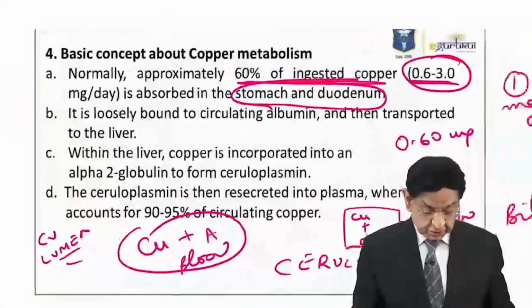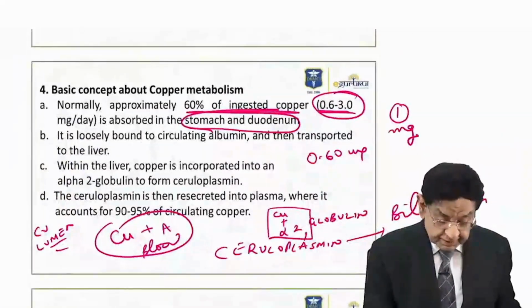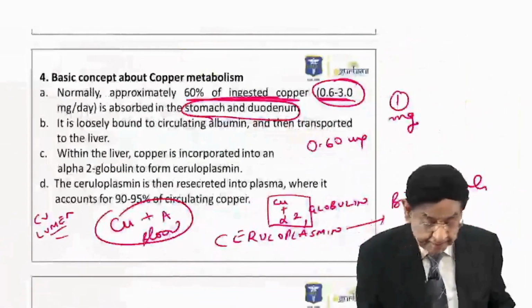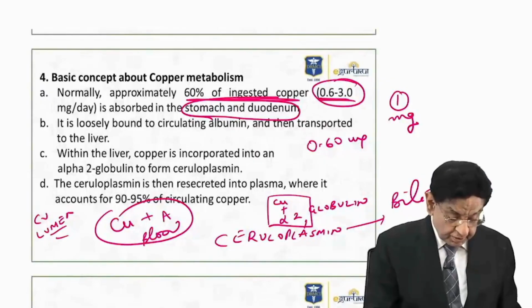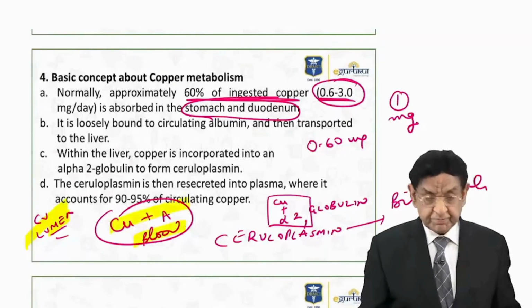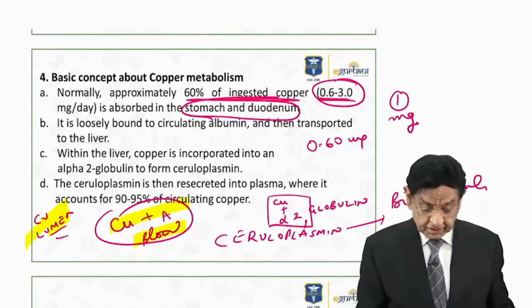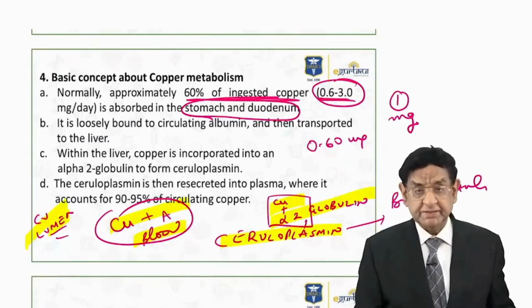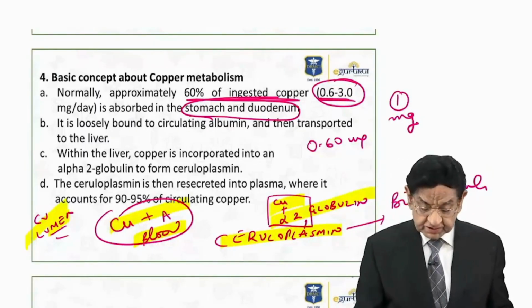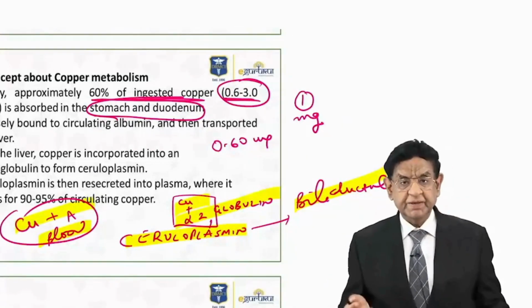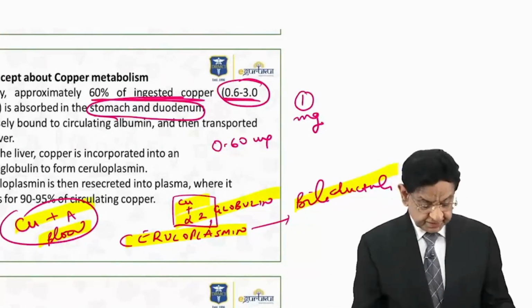Agreed. So the keywords to remember here are: copper in the lumen, copper with albumin in the blood, copper combined with alpha 2 globulin in the liver to make ceruloplasmin, and finally this goes into the bile ductule. So there are 4 keywords to remember in this particular slide.